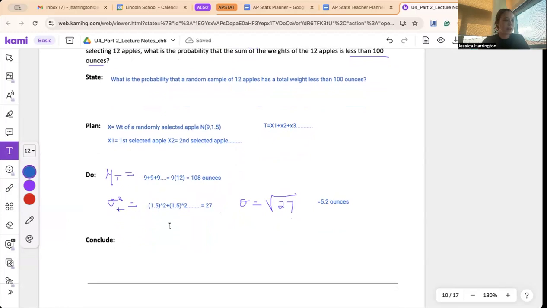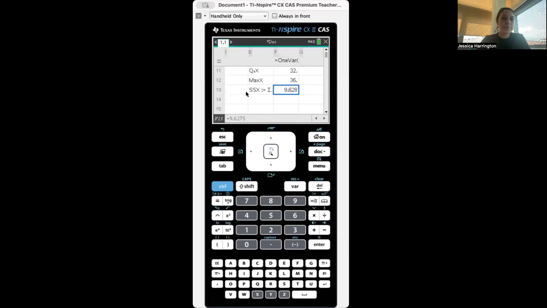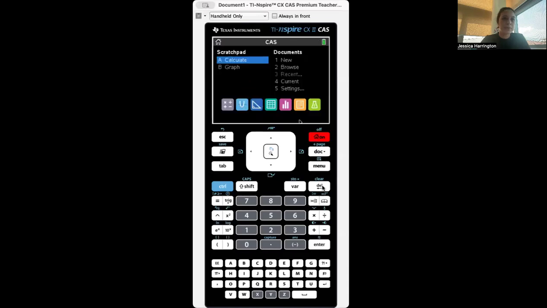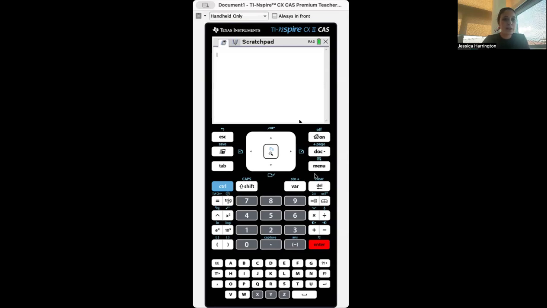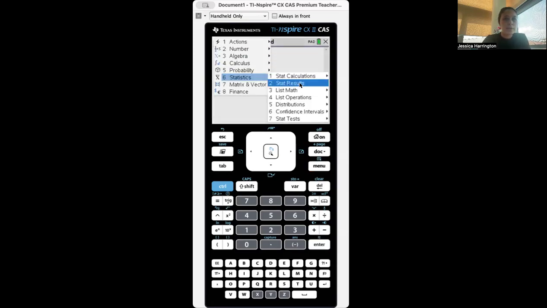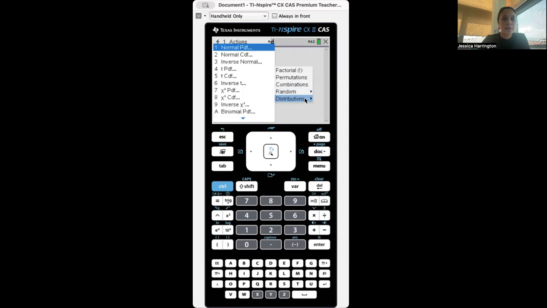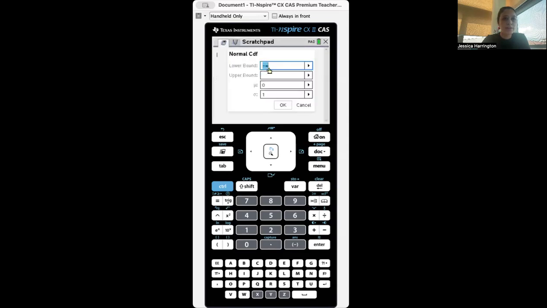So now we have everything we need for our calculator. Let's switch to that one and go to the calculate part. We're going to hit menu, stats, nope, probability, and then we want normal distribution. We want normal CDF. I'm going to go back and draw a picture, but what we want is less than 100 ounces, so we want negative infinity to 100. Our mu is 108 and our sigma is 5.2.